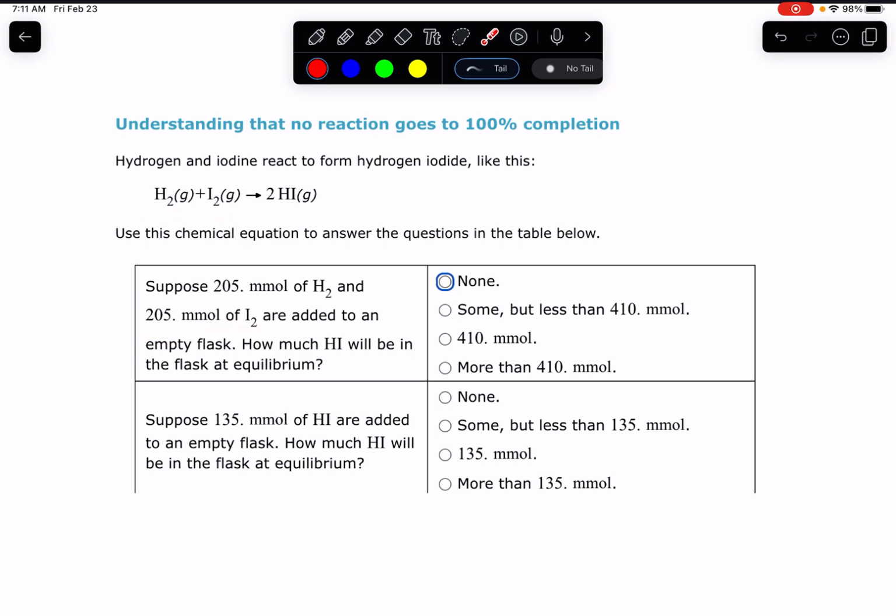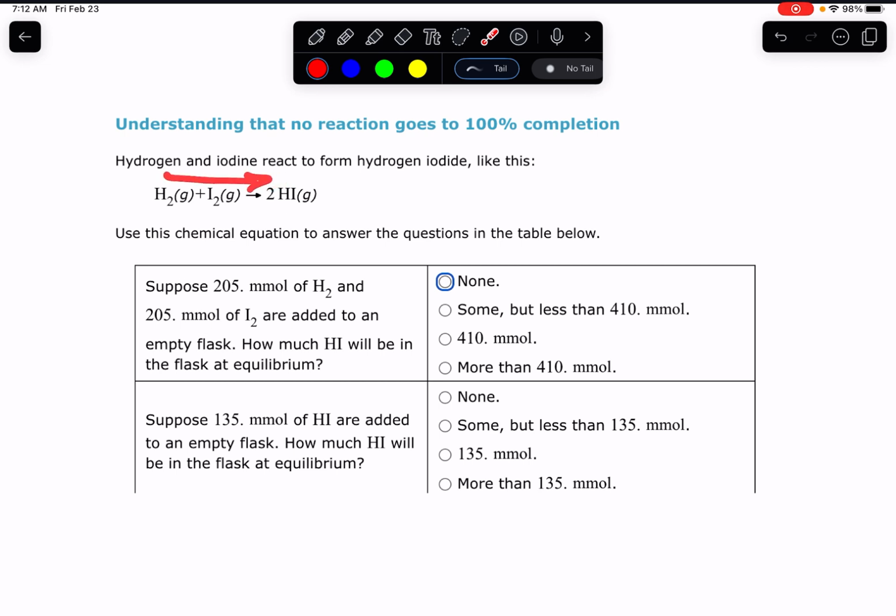Now, when you have none of this, the only direction the reaction can go is in this direction. Agree? Now, what we know is that at the very instant the reaction starts, there's nothing over here, and we'd have 205 millimoles of this and 205 millimoles of this. But as soon as the reaction starts going, a little bit of it is going to rebel and go back the other direction. So at the beginning, it's going to look like this.